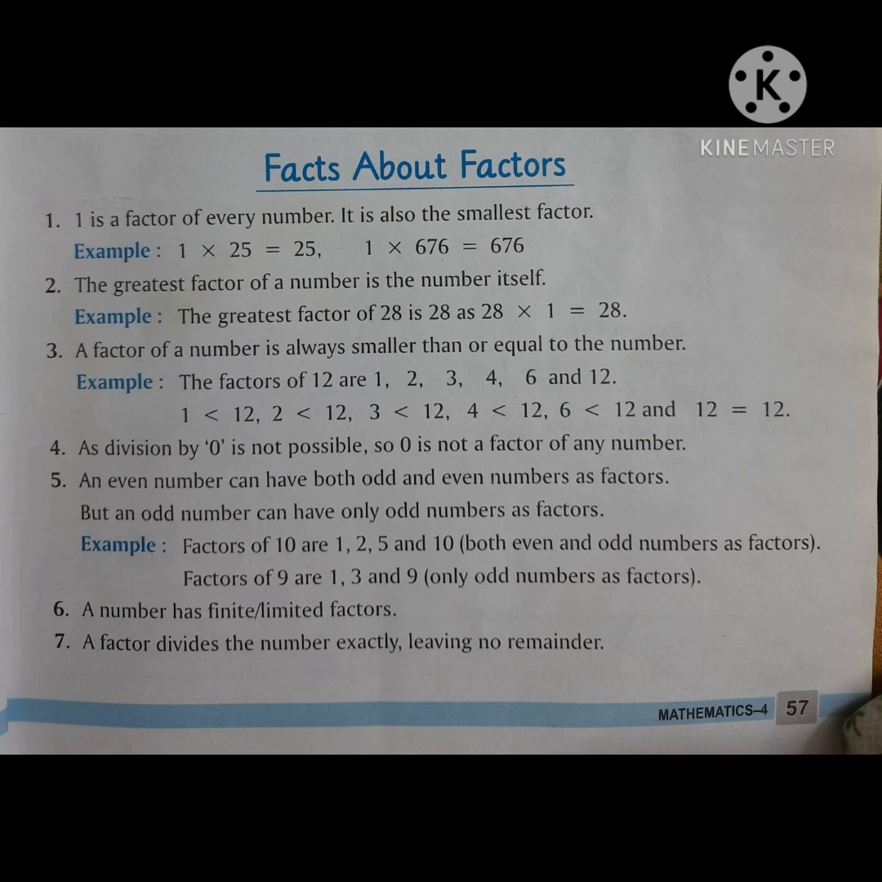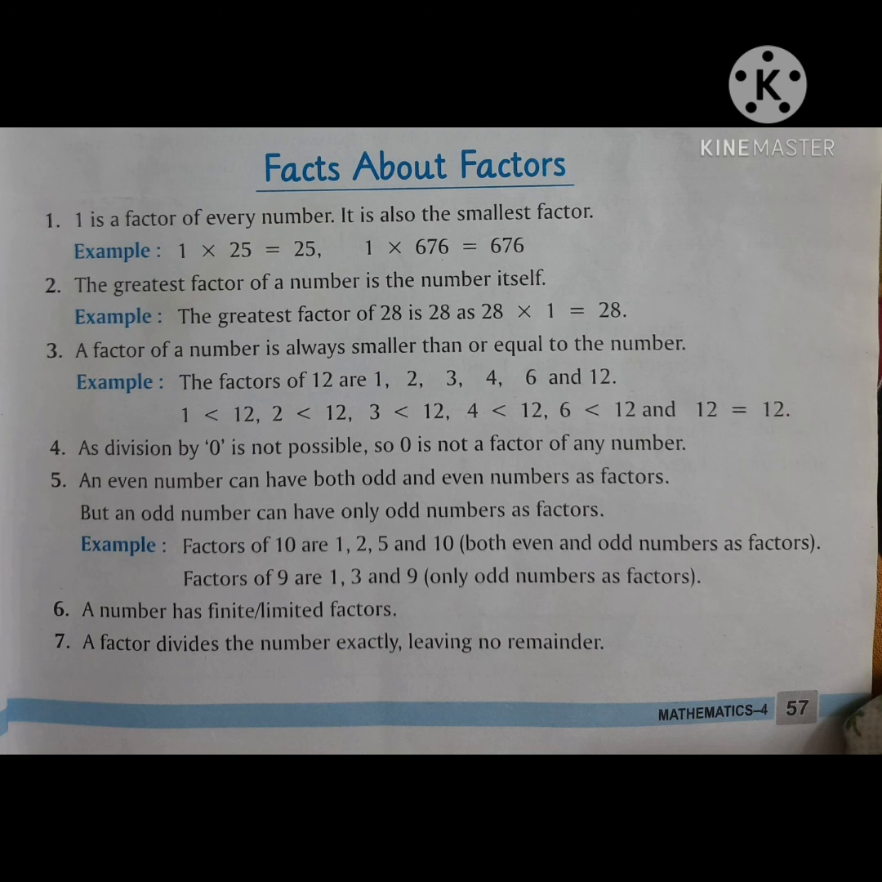What is the third fact? A factor of a number is always smaller than or equal to the number. A number can be divided into the number smaller than itself, right? Factor means division, as we know, and the numbers that can be divided are smaller than the number itself. Here the example of 12 is given. What are the factors of 12? 1, 2, 3, 4, 6 and 12. 1 is the smallest factor, 12 is the greatest factor.